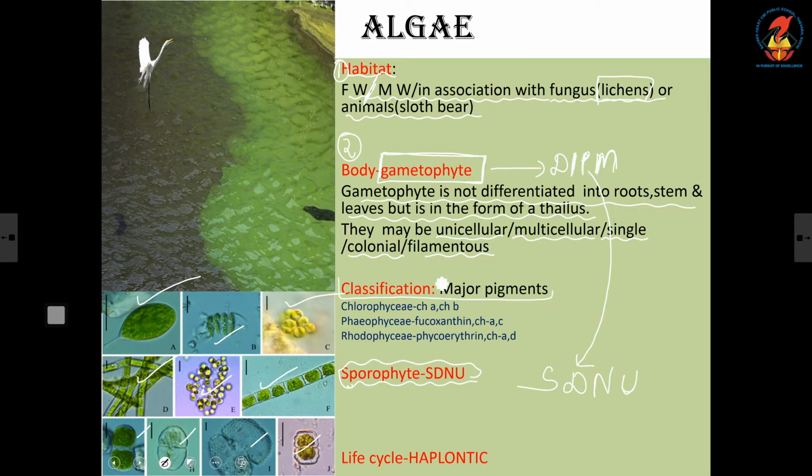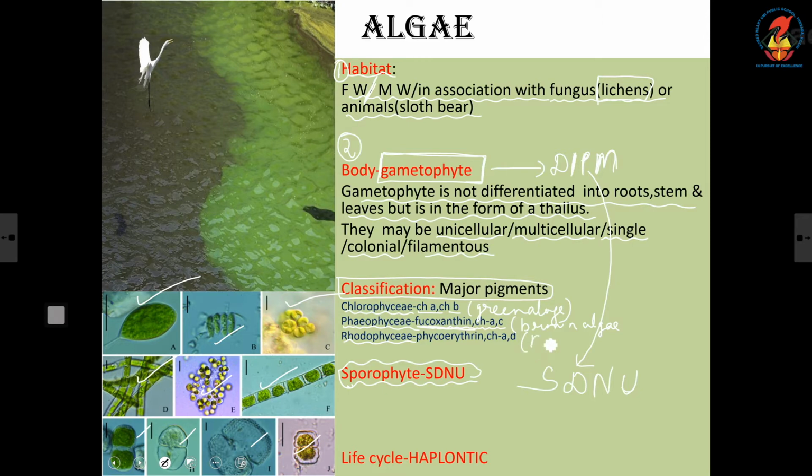Now classification. Algae are classified into Chlorophyceae, Phaeophyceae, Rhodophyceae. Now Chlorophyceae is called the green algae because of the predominant pigments chlorophyll A and B, which imparts green color. Then Phaeophyceae is called the brown algae because of the presence of this pigment fucoxanthin along with chlorophyll A and C. So the brown color is due to the fucoxanthin.